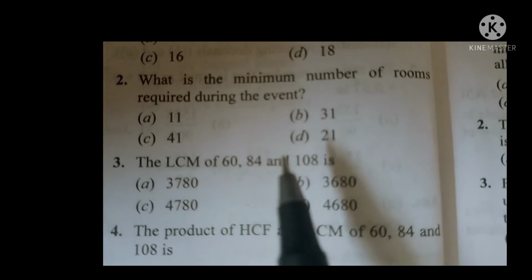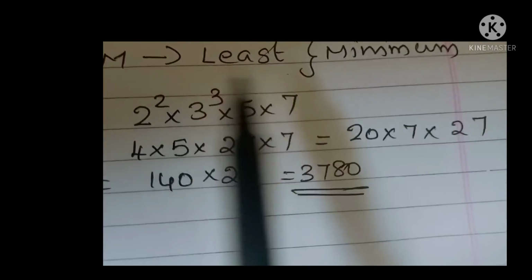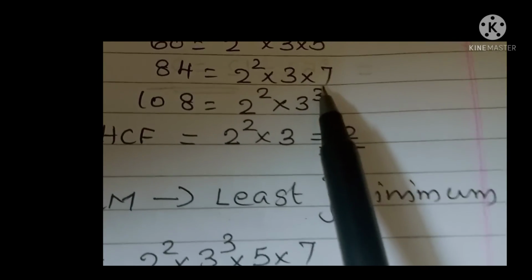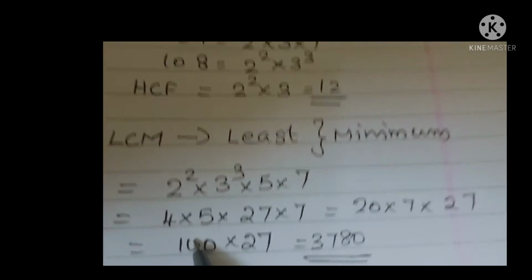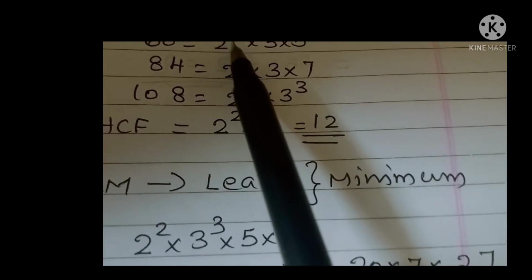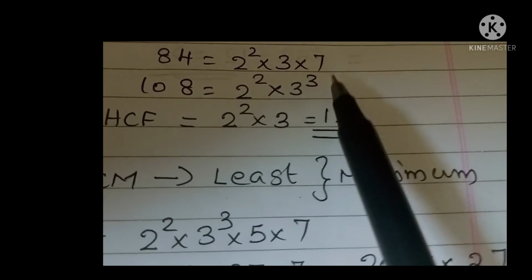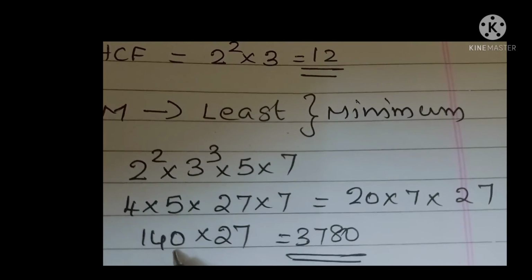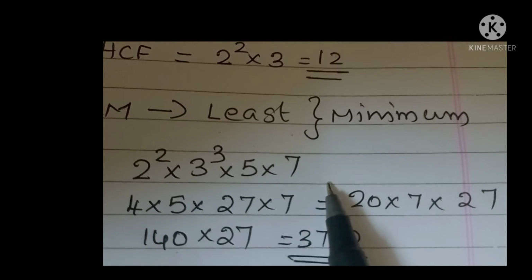Then the third one, the LCM of 60, 84 and 108. What is the LCM? That is the least common multiple. So here we already factorized 60 as 2 square into 3 into 5, 84 as 2 square into 3 into 7, 108 as 2 square into 3 cube. Here we want to multiply the highest power of each one. Which is the highest power of 2? That is 2 square. The highest power of 3 is 3 cube, and 5 is 5 and 7 is 7. So we want to multiply all these: 2 square into 3 cube into 5 into 7.